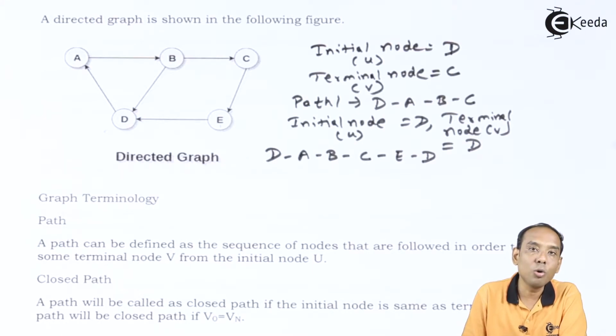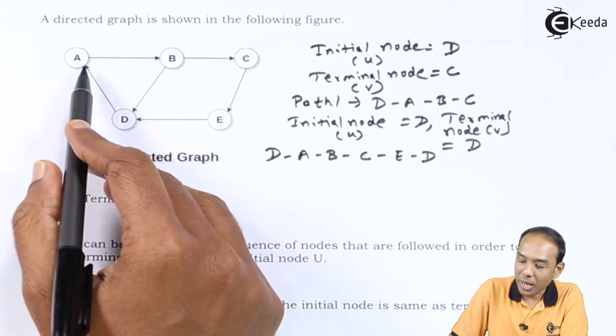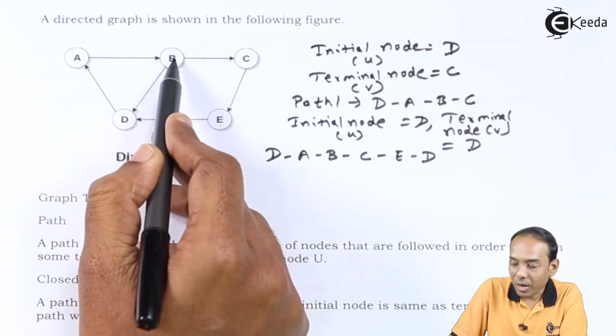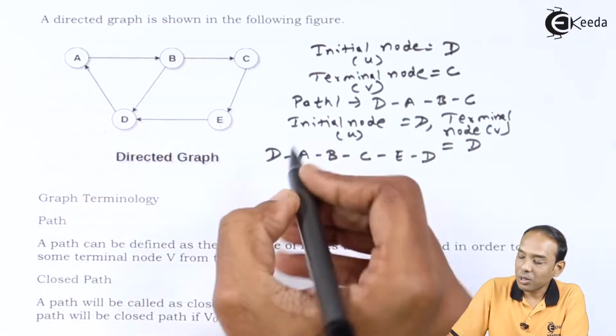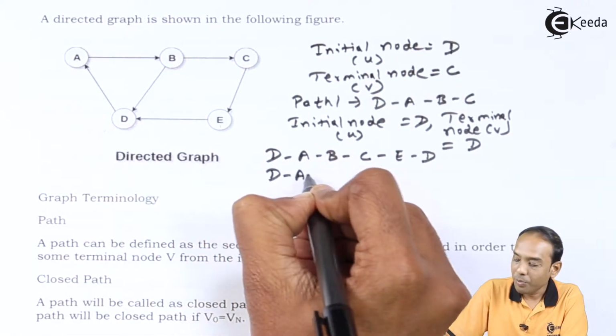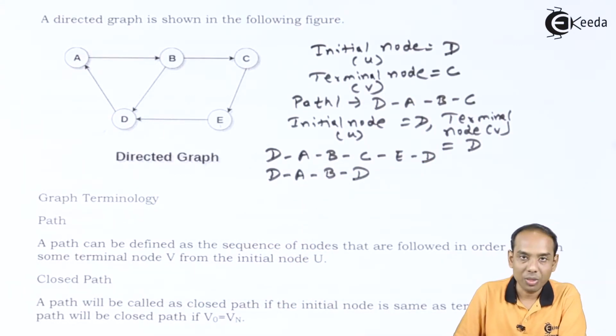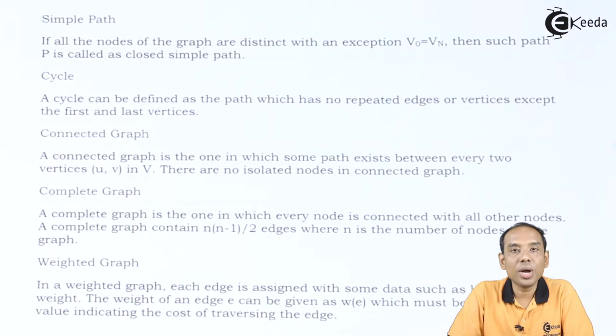Let us look at one more path. D to A to B, and from B I won't move to C. I am coming back from B to D. So our path becomes D to A to B, and from B I come back again to D. This is also called a closed path. So we have two closed paths. In the case of a closed path, our initial node and the terminal node are both the same, hence the name closed path.